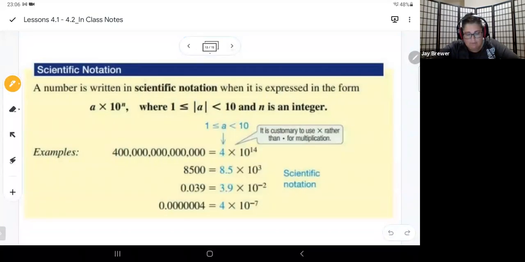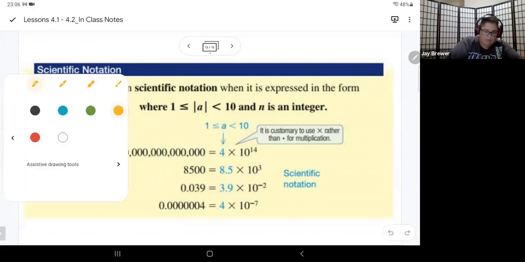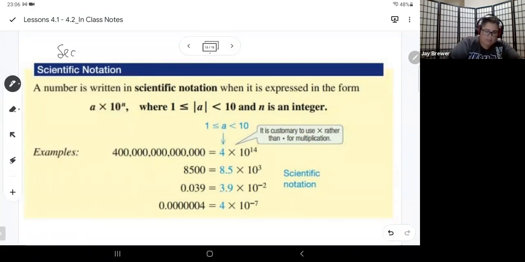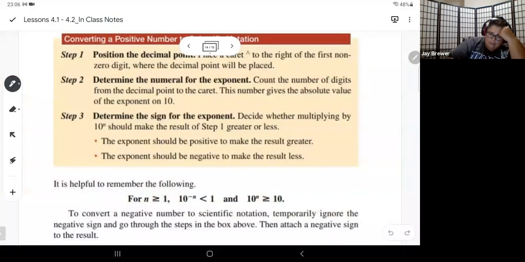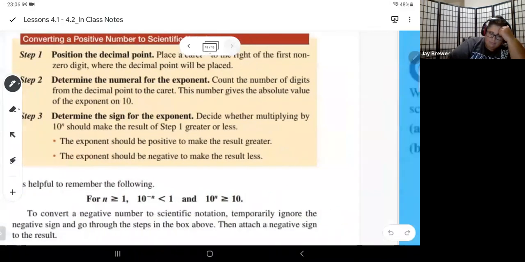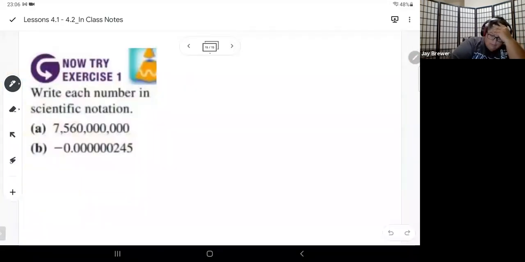4.2 is on scientific notation. So this is where section 4.2 starts, and it is scientific notation. And if you take a look at this, if you are going from a large number, then you're going to have a positive exponent. If you're going from a decimal, then you're going to have a negative exponent. Okay? So you guys can read that at your leisure. It'll be on the PDF. So let's do A.